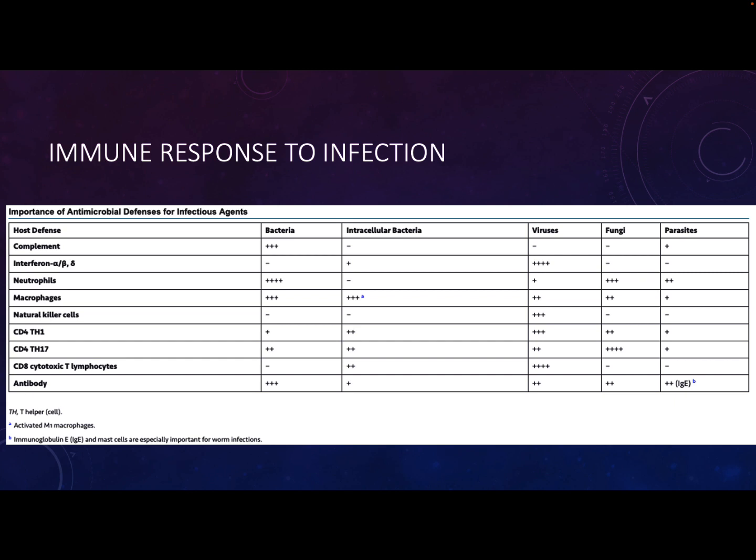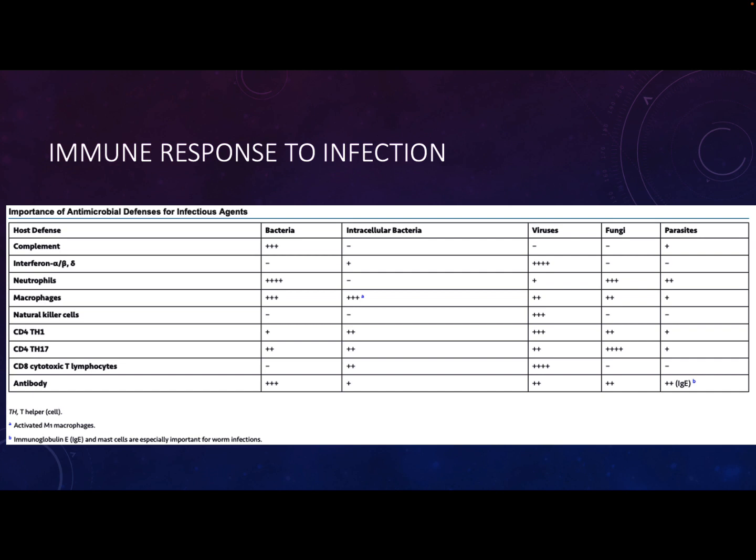Okay. Phagocytic cells, again, as you might imagine, are important against extracellular bacteria. Phagocytic cells can also be, at least neutrophils, the granulocytes, important for viruses, fungi, and parasites. Macrophages will eat anybody. They're not going to discriminate. Natural killer cells, right? They want that intracellular virus.